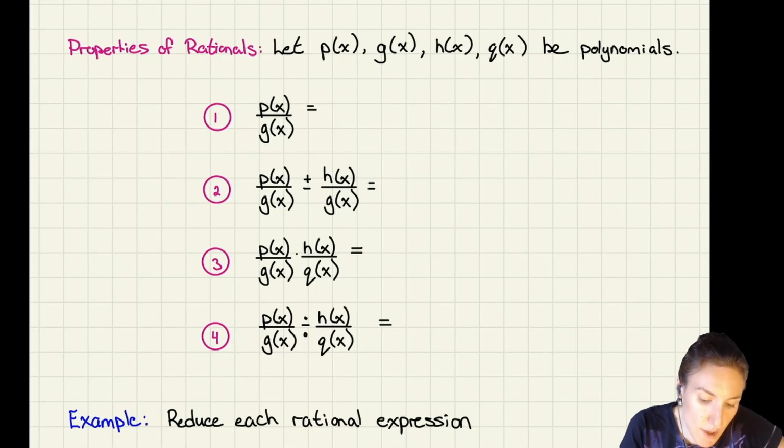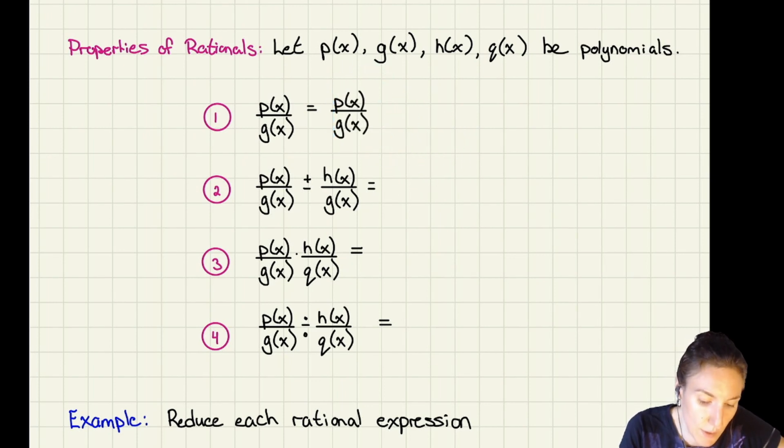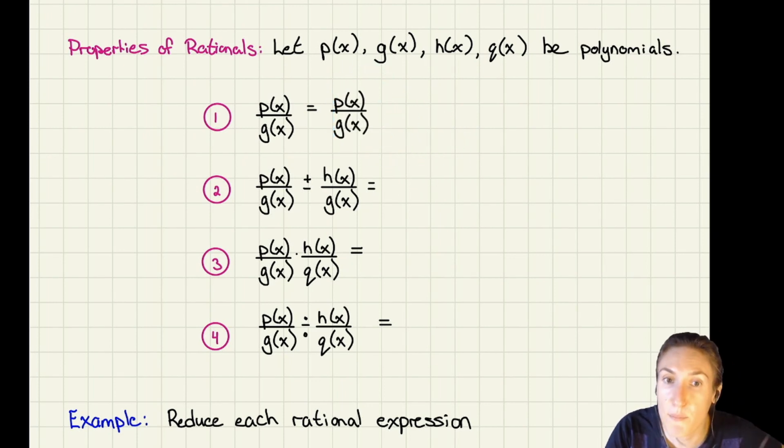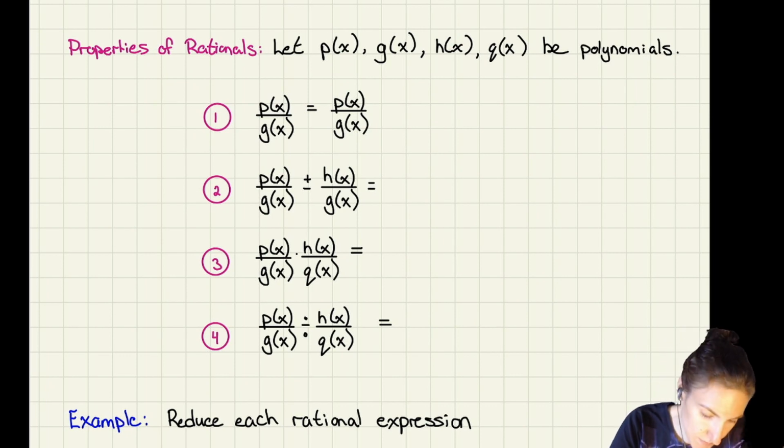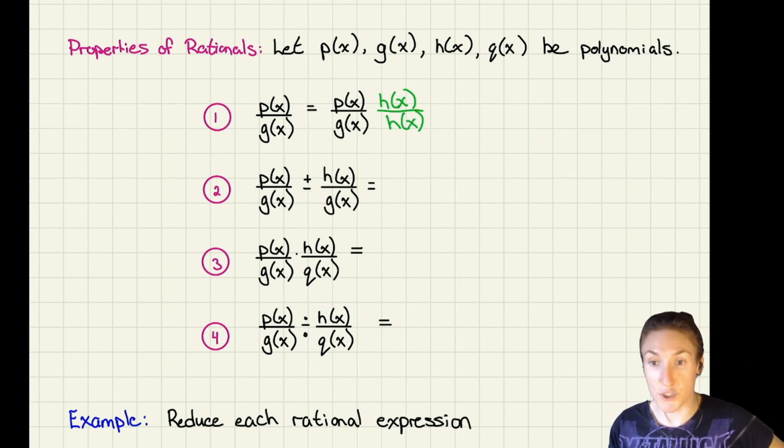Now, let's talk about properties of rational functions. So say we have a rational function. One thing that you can do, sometimes we do this to manipulate an equation, is we can take our p of x over g of x, and we can multiply the top and the bottom, we just have to be consistent, with another polynomial. And remember, polynomials include just constants.